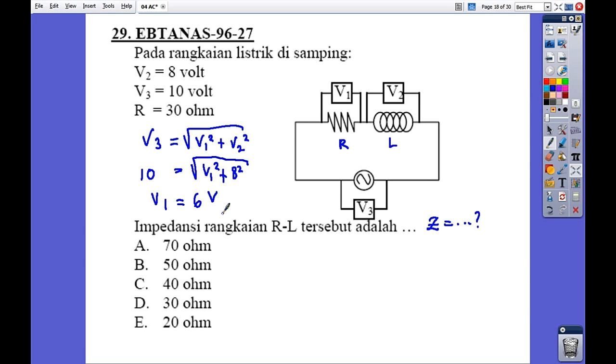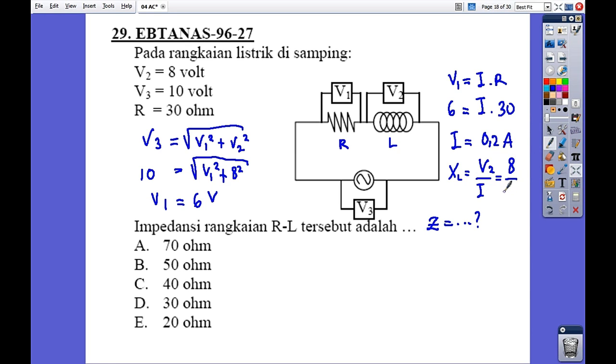So as we know, for the impedance we have to find the current first. The current can be gotten from V1 equals IR. V1 itself is 6, I we don't know, and R is 30, so I is actually 0.2 ampere. And then let's find XL. XL is V2 over I. V2 itself is 8 over 0.2.